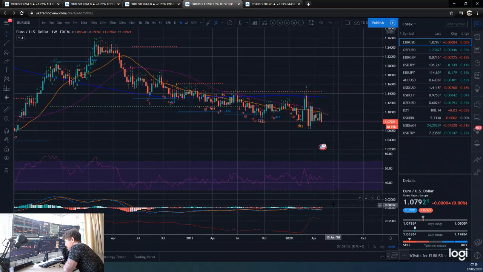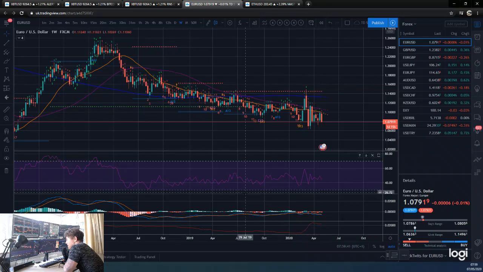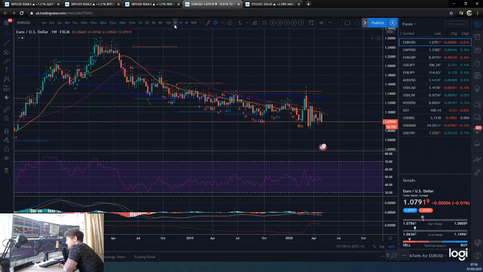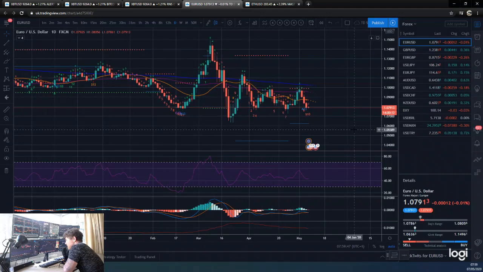RSI moving down, MACD moving down, even the volatility is moving down, but that's not necessarily so important to the price action. But yeah, so right, over to the daily, see what we can isolate here on the daily.